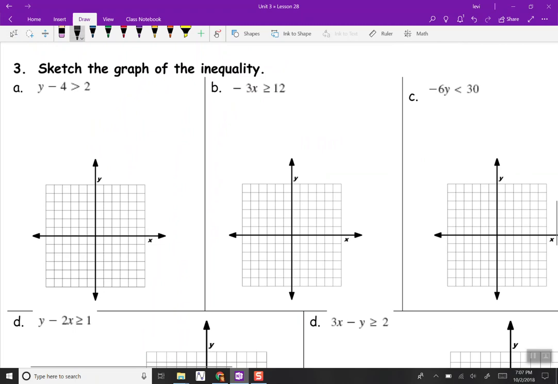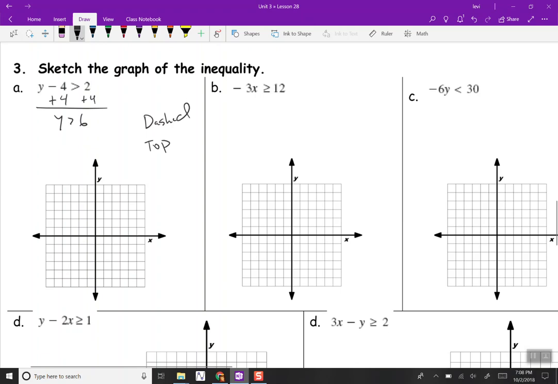Anyway, sketch the graph of the inequality. Number 3: y minus 4 is greater than 2. Our first step is to put this in slope-intercept form, which means to solve for y, so we add 4 to both sides. So y is greater than 6. We don't have the equal sign, so it's going to be a dashed line. And y is greater than 6, so we're going to shade on top. We've gone over all that in the notes as to how that affects our graph.